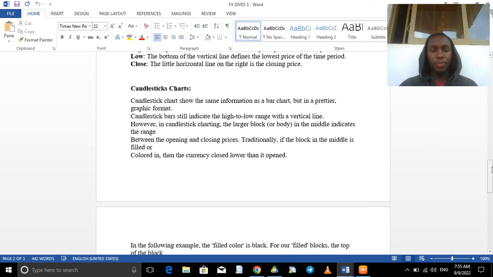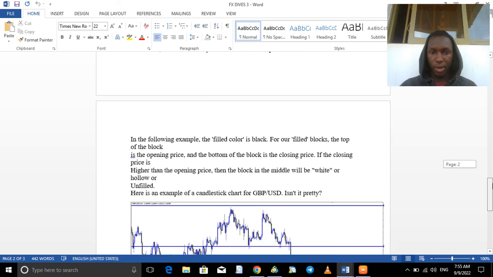And the last on our list is the candlestick charts. Candlestick charts show the same information as a bar chart, but in a prettier graphic format. Candlestick bars still indicate the high to the low range with a vertical line. However, in candlestick charting, the larger block or body in the middle indicates the range between the open and closing prices. Traditionally, if the block in the middle is filled or colored in, then the currency closed lower than its open. I don't know whether we are together.